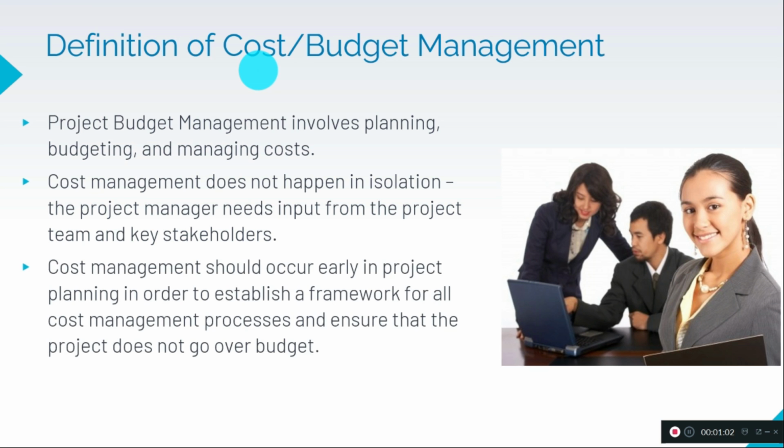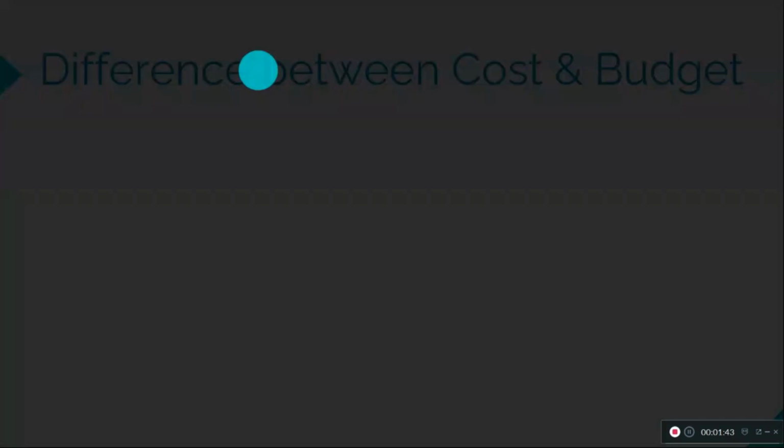The cost management should occur early in the project. So during the start of the project, we will create the cost planning. What is the cost required for the project, and we need to get the budget allocated to the project. So the cost management should occur early in the project planning in order to establish a framework for all cost management processes and ensure that the project does not go over the budget. So we need to do the cost control during the project running.